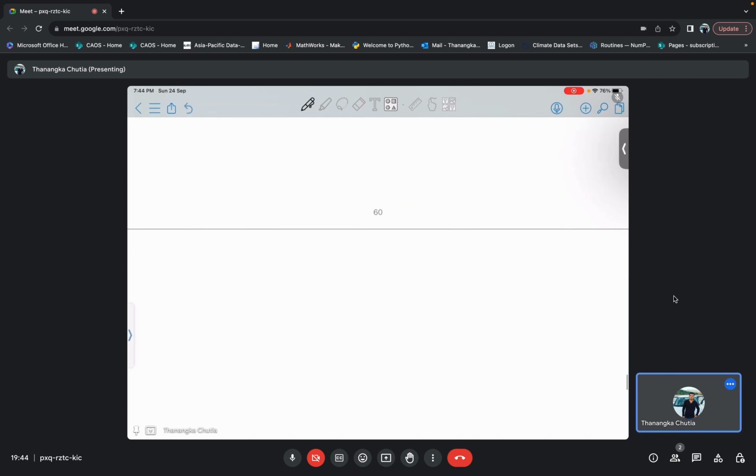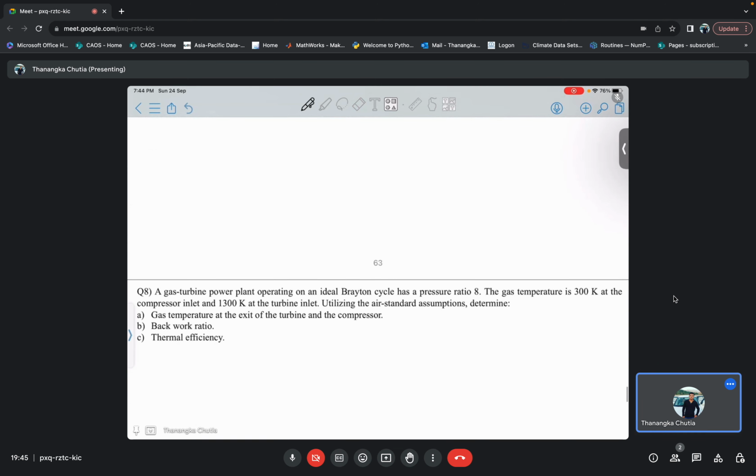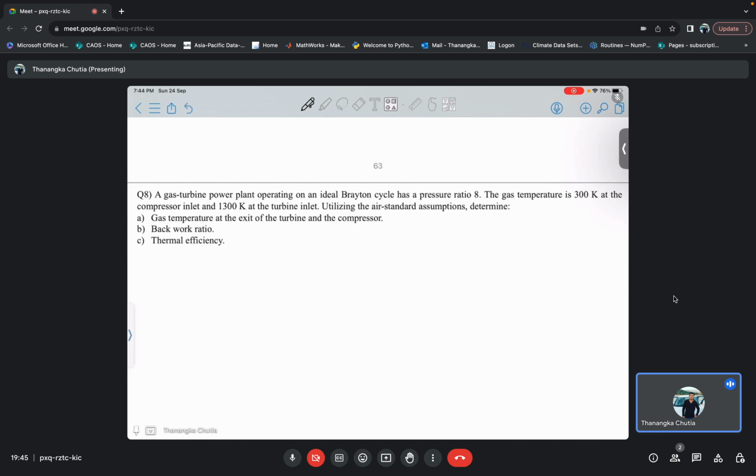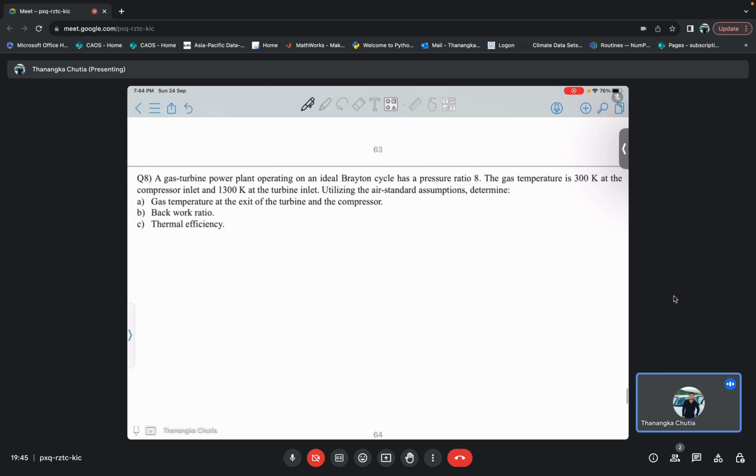Fine. Then let us go to the last question. A gas turbine power plant operating on an ideal Brayton cycle has a pressure ratio of 8. The gas temperature is 300 Kelvin at the compressor inlet and 1300 Kelvin at the turbine inlet. Utilizing air standard assumptions, determine the gas temperature at the exit of the turbine and compressor. Okay, so let me write the TS diagram.